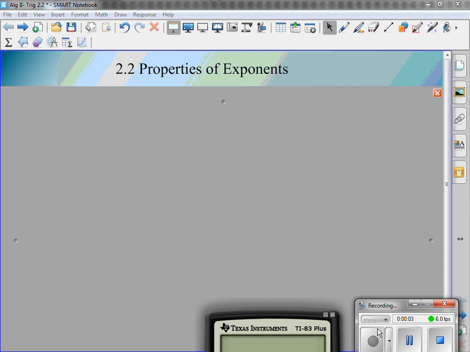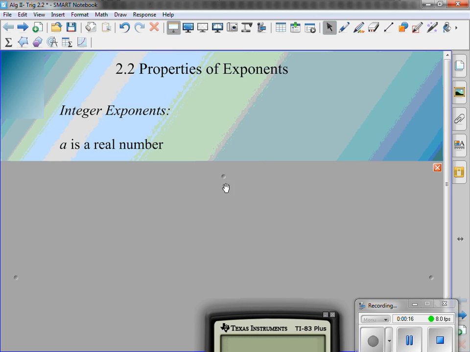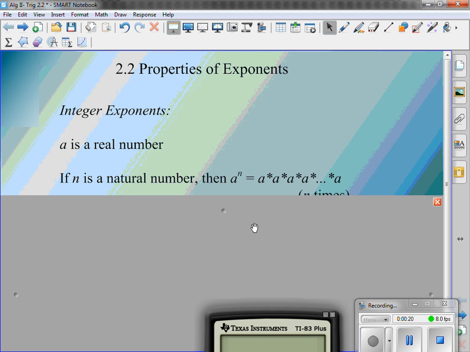2.2, properties of exponents. We're only going to be dealing with integer exponents. For integer exponents, a is a real number. If n is a natural number, then a to the n is equal to a times a times a times a times a, n number of times.